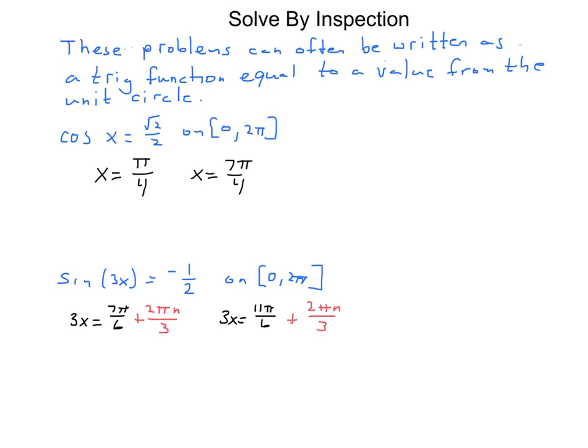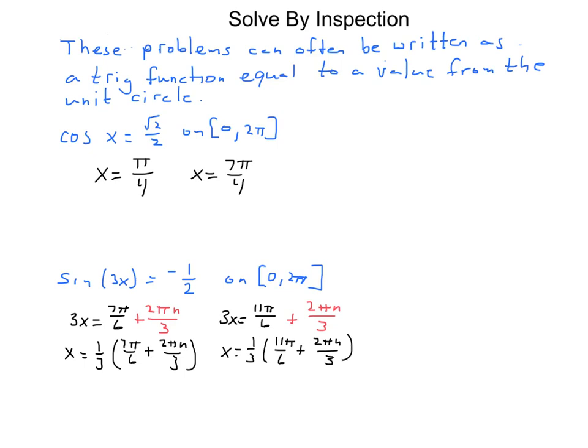Now keep in mind, our goal on this is always to solve for x. Right now I know what 3x is. I need to know what x is. And so to solve for x, I'm going to divide by 3, which is the same as multiplying by 1/3. When I do that, I get that x equals 1/3 times 7 pi over 6 plus 2 pi n over 3, and x equals 1/3 times 11 pi over 6 plus 2 pi n over 3.